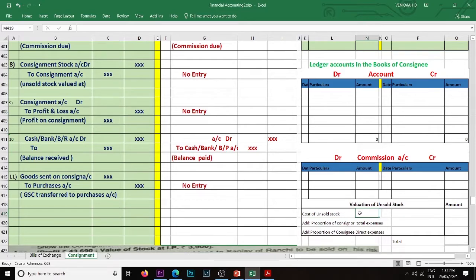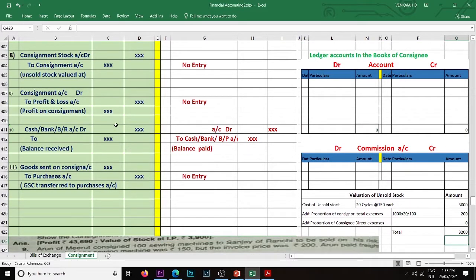Unsold stock, 20 cycles at the rate of 150 each, is 3,000. Consignor expenses are 1,000 into unsold, which is 20 divided by 100. Amount is 200. There are no consignee direct expenses. Total 3,200.